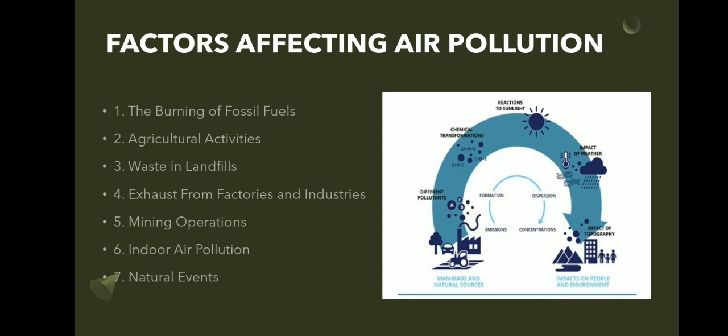Number 1, the burning of fossil fuels. When fossil fuels are burned, they release nitrogen oxide into the atmosphere, which contributes to the formation of smog and acid rain. Second is agricultural activities, meaning the cultivation of the soil, planting of crops, growing of fruits, trees, including the harvesting of such farm production and other farm activity.